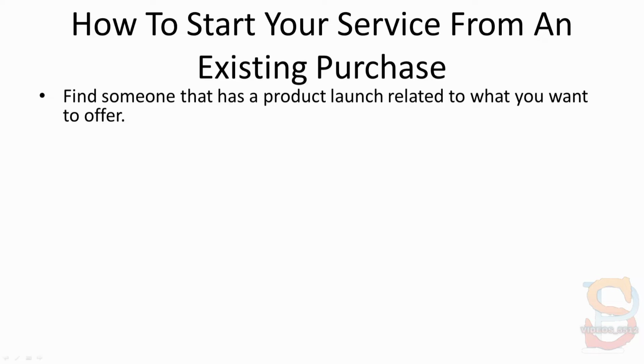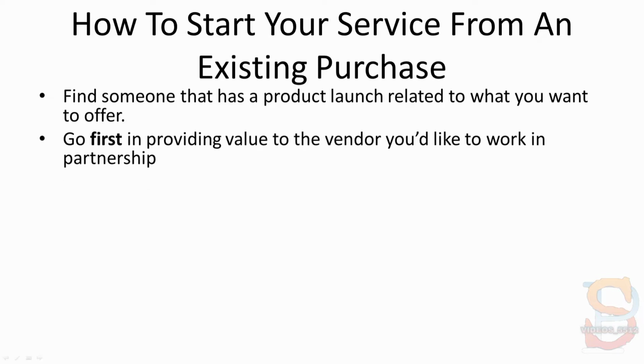You want to make sure if you're going to offer a special in terms of a particular membership site and it's related to a particular product launch, you want to be the person to offer that service. And so you need to have an eye on sites like MunchEye, on sites like JV Notify Pro, what's actually happening. You want to do it ahead of time if possible, and then you want to go to that vendor and go first in providing value to them.